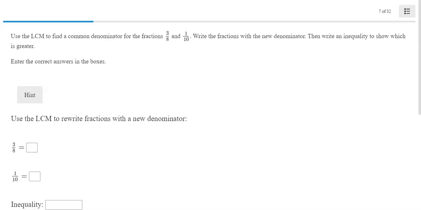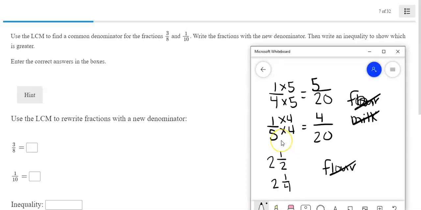Okay, use the LCM to find a common denominator for the fractions 3/8 and 1/10. We're going to write the fractions with a new denominator. Then write an inequality to show which is greater. So let me go ahead and bring up our workpage.